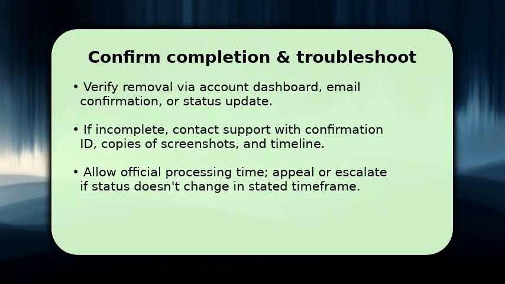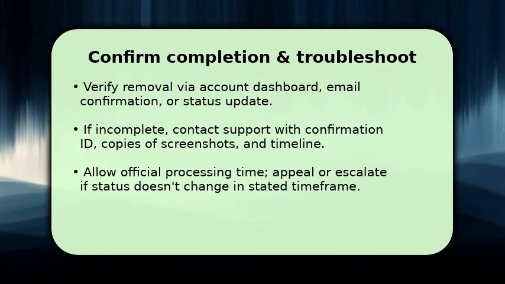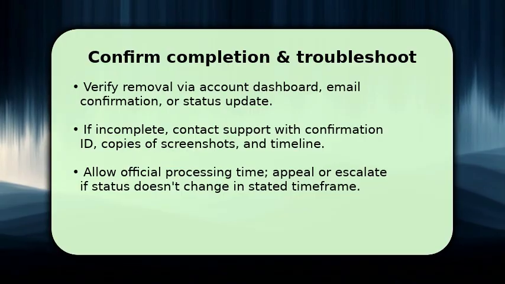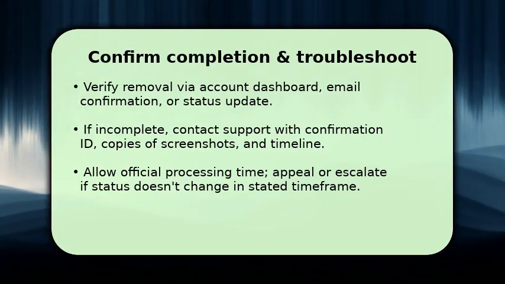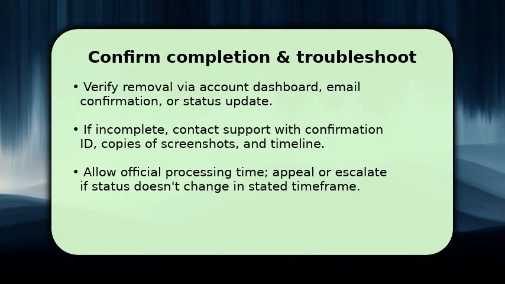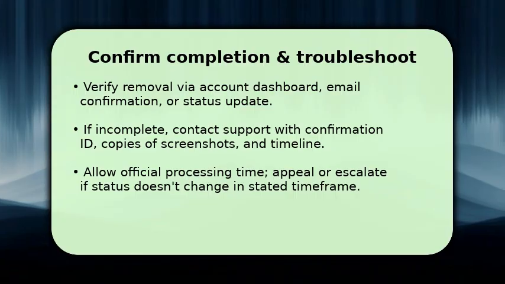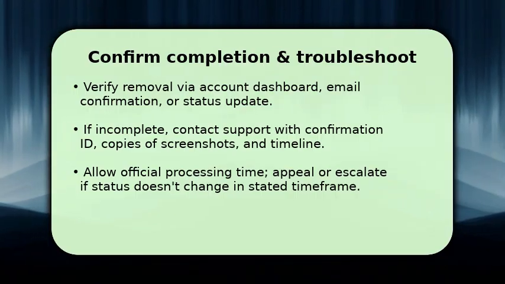If the item still shows or you get an error, contact support immediately and provide the confirmation ID and your screenshots, because support needs those to investigate. Make sure to note expected processing times and, if necessary, escalate to the issuing authority after that window. This avoids repeated requests and secures a definitive resolution.